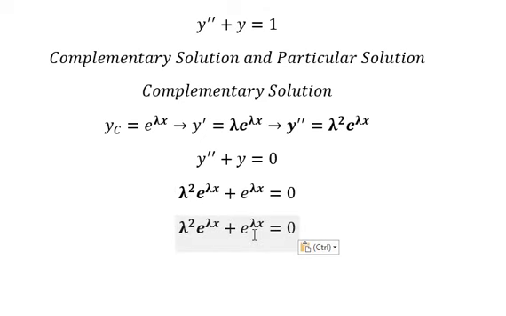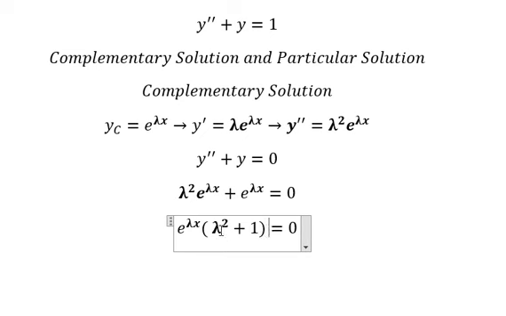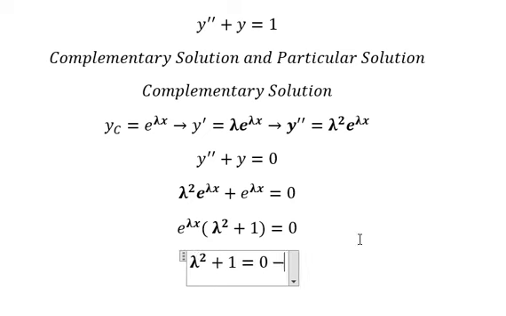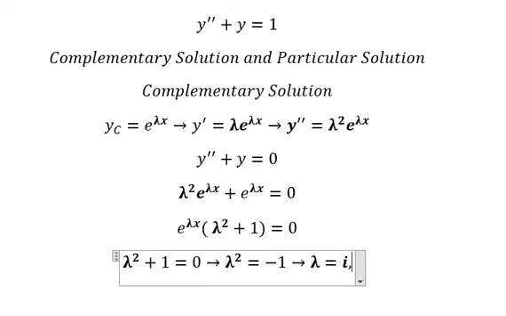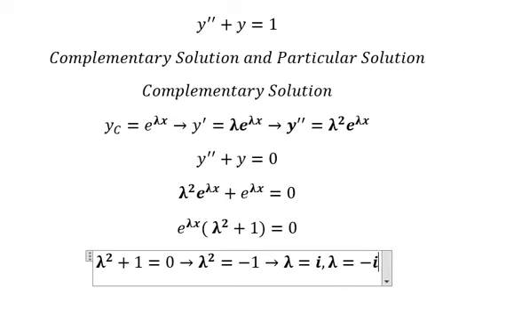Now we have e to the power of lambda s, we can do factorization. That should be like this. And now I will put this one equal to 0. And we put number 1 to the right. And now lambda will have i, that's the imaginary unit, and lambda equals negative i.